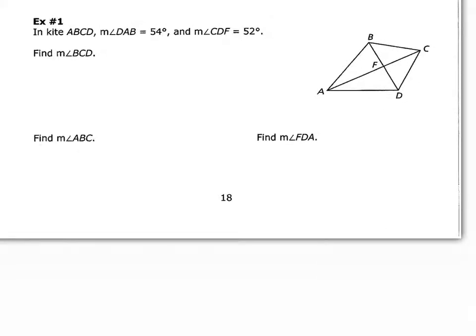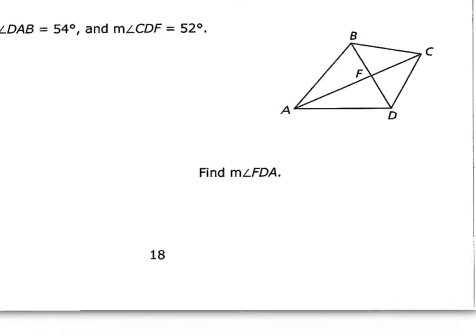Okay, so example number 1 says, in kite ABCD, measure angle DAB equals 54 degrees and measure CDF equals 52 degrees. Let's go ahead and label these. Okay, we know DAB is 54. And CDF equals 52.